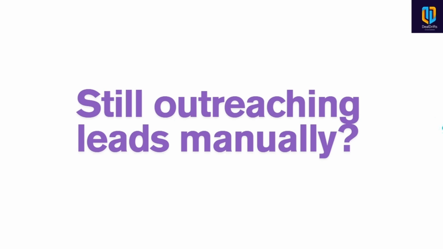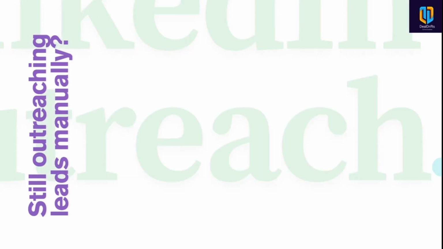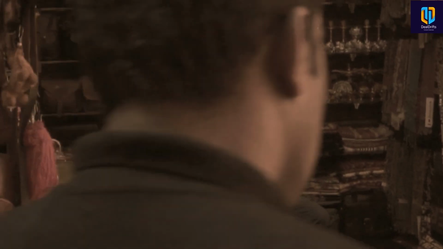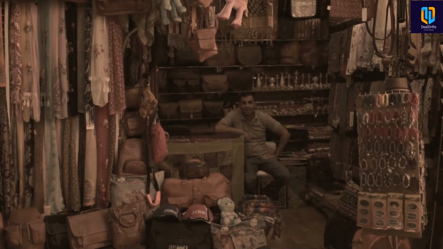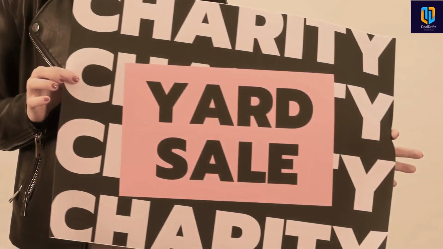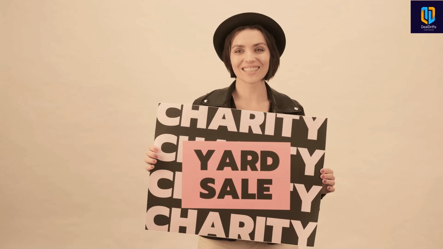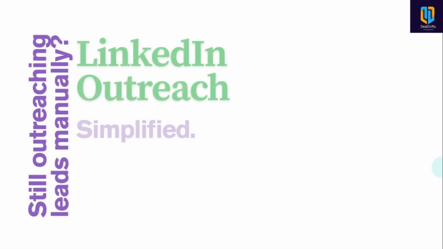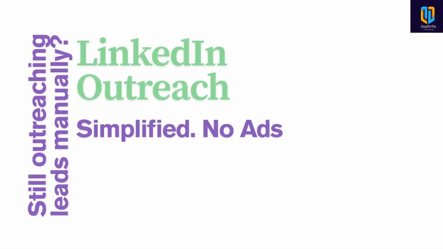If you're relying on ads to grow on LinkedIn, you're doing it the hard way. The real growth happens through direct, authentic conversations, and that starts with your outreach. But most teams are stuck sending manual messages, chasing cold leads, and burning hours just to stay visible. In this video, I'll show you how to automate your LinkedIn outreach the smart way, so you can spark more conversations, book more meetings, and scale faster without spending a cent on ads.